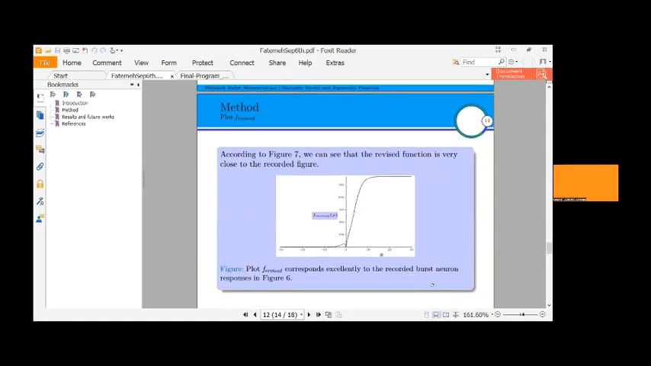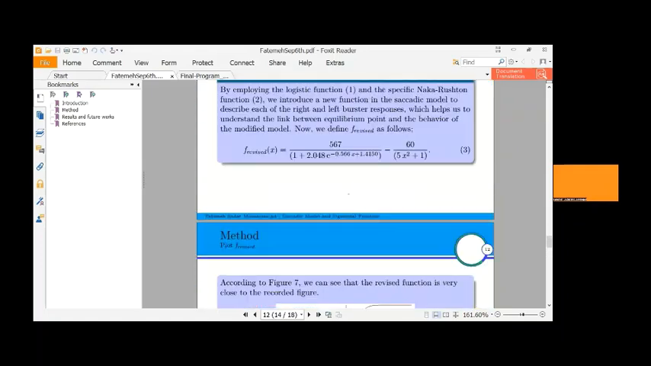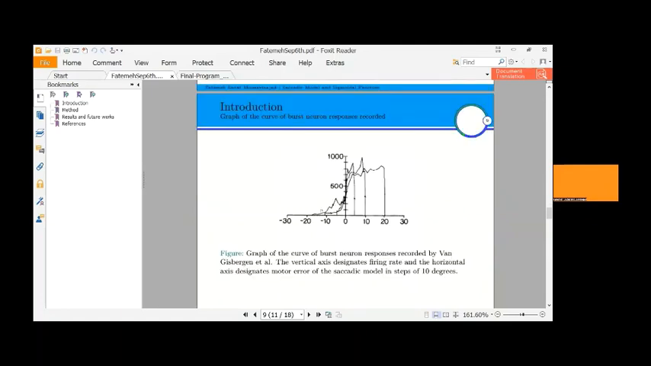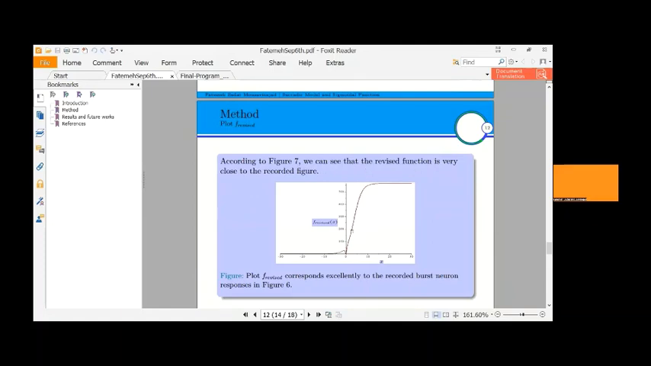Let me show you the figure of the new F. We can see that the revised function is very close to the recorded function. I want to show you the recorded function. This is the recorded function and the function that we introduce. It's F revised, and you can see it's very close to the recorded figure.